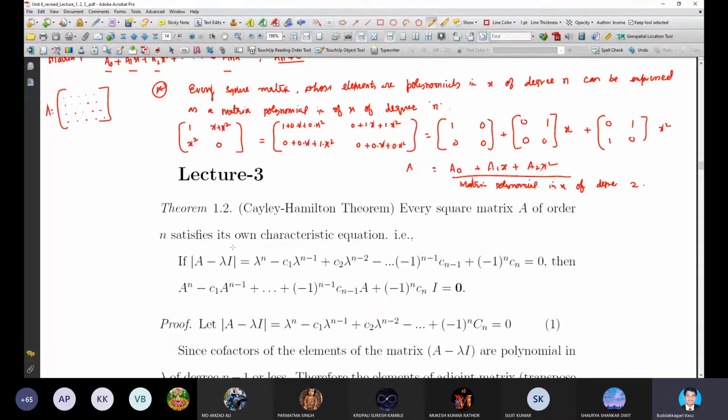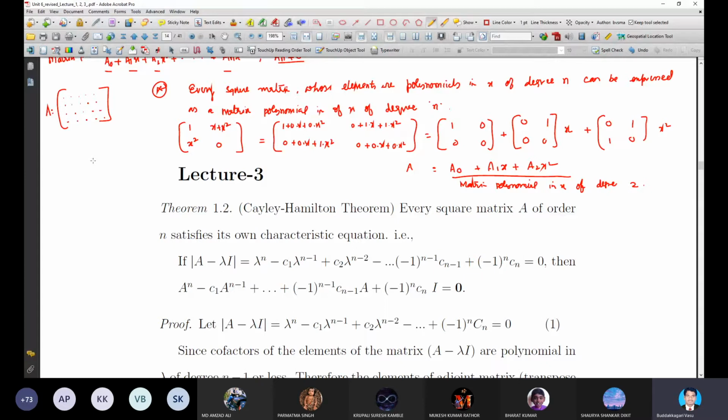What is meant by characteristic equation? Sir, determinant of A minus lambda I is equal to 0, right? That results in a polynomial in lambda of degree n, where lambda is any scalar, okay?